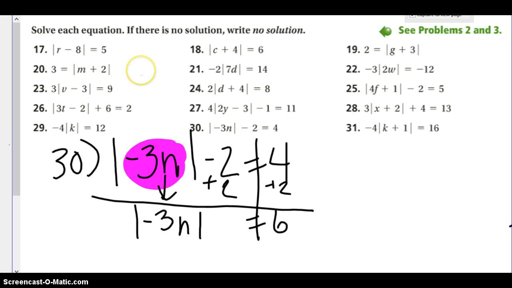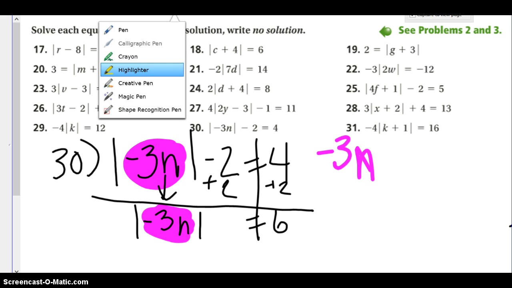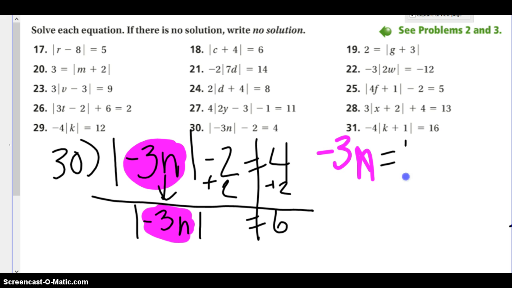Now, again, just to remind you, this thing right here is 6 away from 0 because that's what it says. So I just write exactly what this says. Here's the question. It's actually you write negative 3n. Negative 3n is equal to 6, or negative 3n is equal to negative 6. So even though this was negative in there, negative inside is okay. You just pull out exactly what you saw.